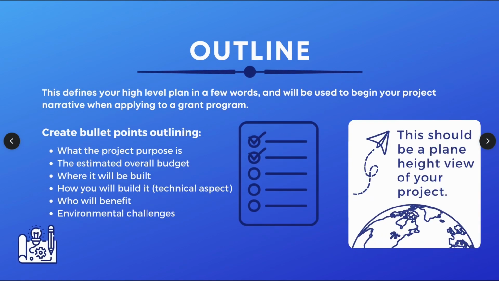Finally, we recommend that you outline your project at a high level by writing down a few bullet points about your project. You should identify what the purpose of your project is, your estimated overall budget, where you plan to build, how you will do it, what technologies you will use, and any additional project items. With all these preparations complete, you are now ready to apply.